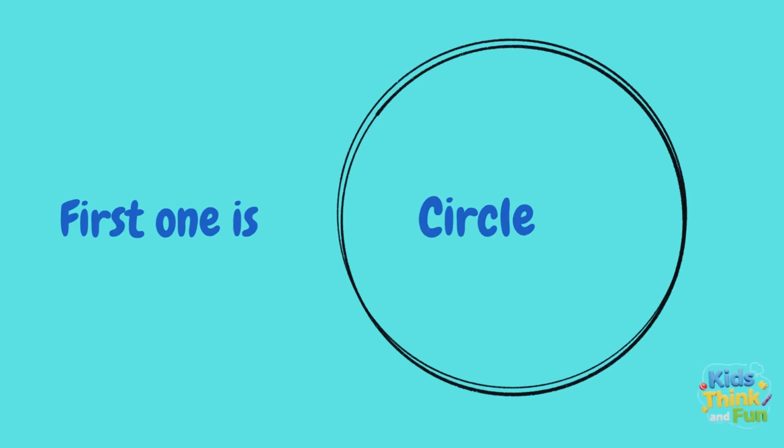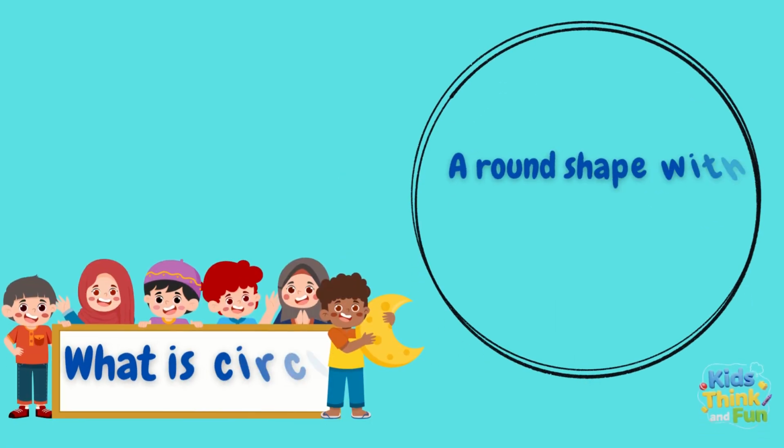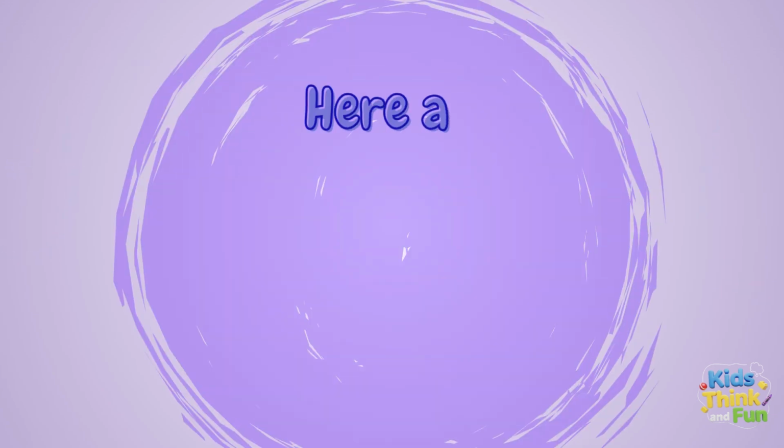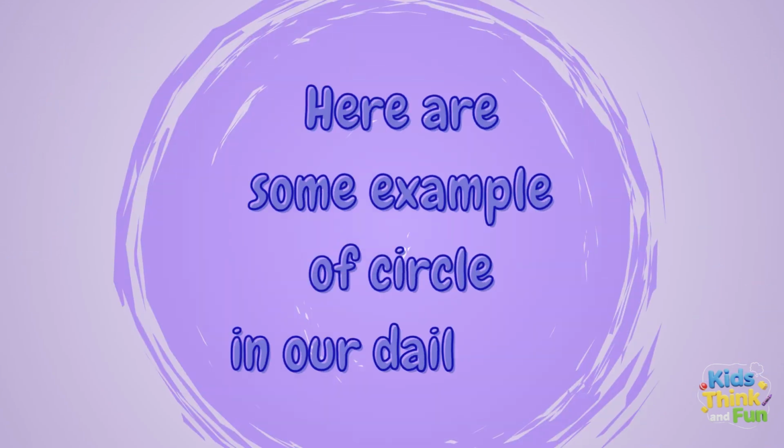First one is a circle. Let's talk about it. What is a circle? A circle is a round shape with no corners or edges. Here are some examples of circle in our daily life.